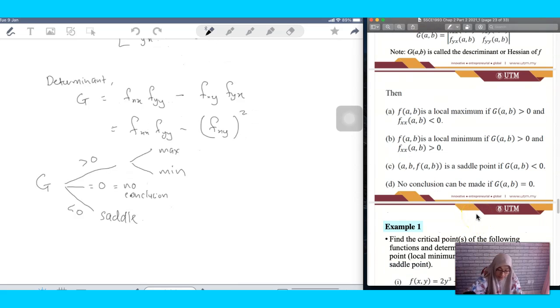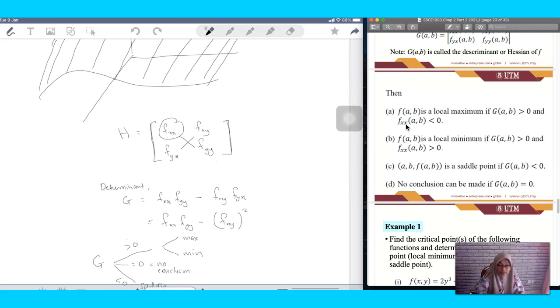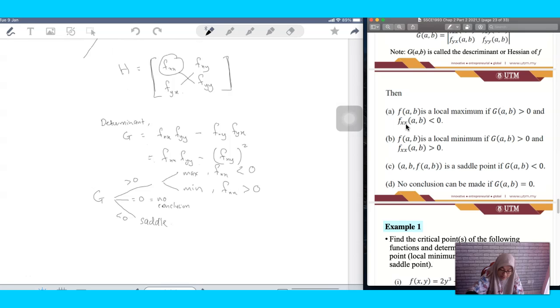Now let's say your G is positive. How can you determine whether the point is max or min if G is positive? You have to refer to your fxx value. What is fxx? fxx is the first component of the Hessian matrix. If fxx is positive, then you have a minimum. If fxx is negative, then you have a maximum. Okay, so that is the condition.